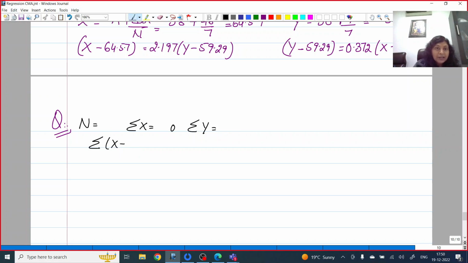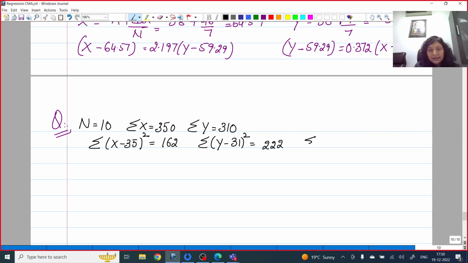Now the question is, you have been given n equals 10, summation x is 350, summation y is 310, and summation x minus 35 whole square is equal to 162. Summation y minus 31 whole square is equal to 222. And summation of x minus 35 and y minus 31 is equal to 92. You have to find the regression equations.